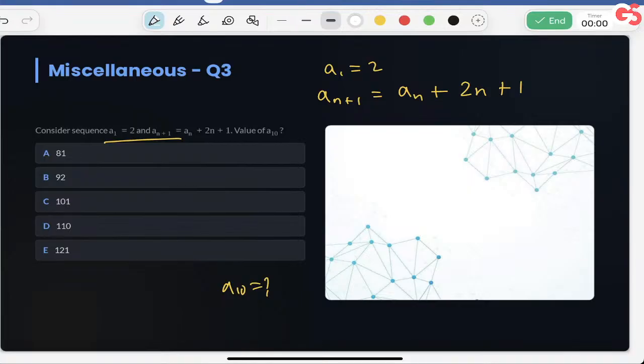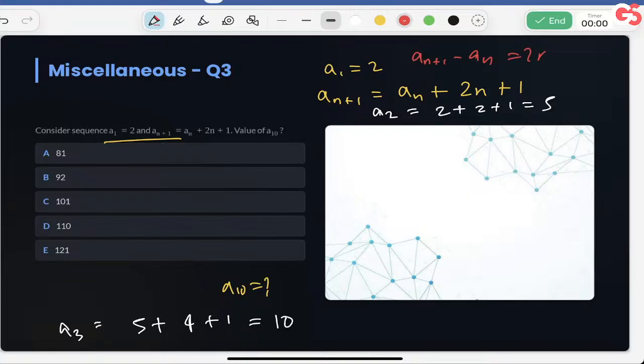If you put 1 here, you'll get a2 is equal to a1 plus 2 into 1, that is 2 plus 1, you get 5. And if you put n as 2, you will get a3, that is 5 plus 2 into 2, 4 plus 1. You are getting 10. There is a game. Yes. Cool, Arithro. That is what I was looking at. It's a recursive function. So you get a(n+1) minus an is equal to 2n plus 1. This is what we get.